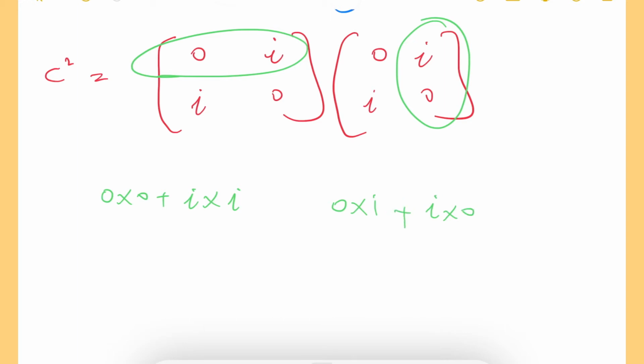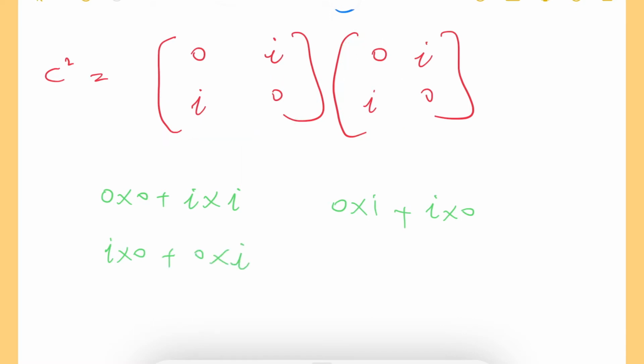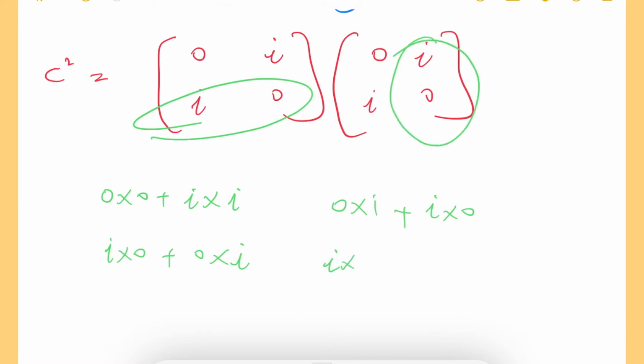First row completed. Now let's move to the second row. Second row multiplied with the first column: i into 0 plus 0 into i. Next, second row second column: i into i plus 0 into 0. Okay, now let us simplify this further.